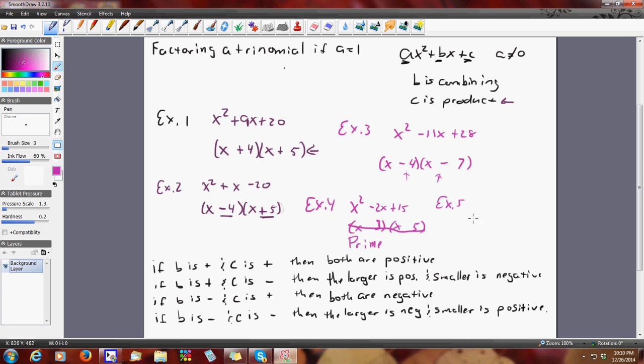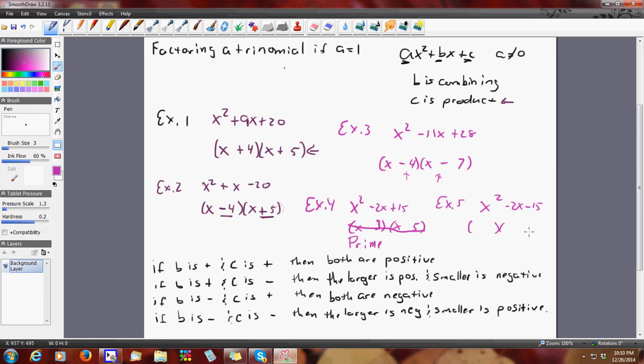Example 5. So I was going to do, let's see, what was I going to do? Both are negative. Well, let's see if I can do one more. I think I want to do, oh, I know what I want to do. X squared minus 2x minus 15. I think that's actually what I want to do.